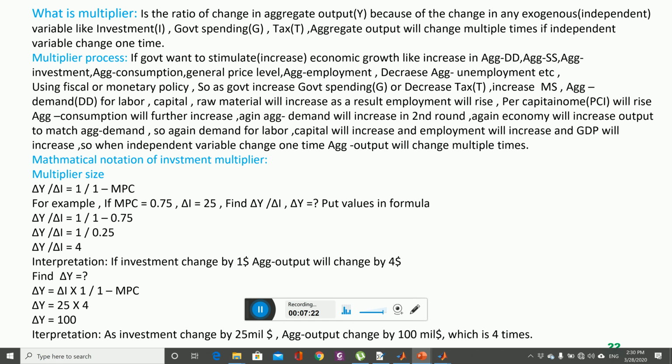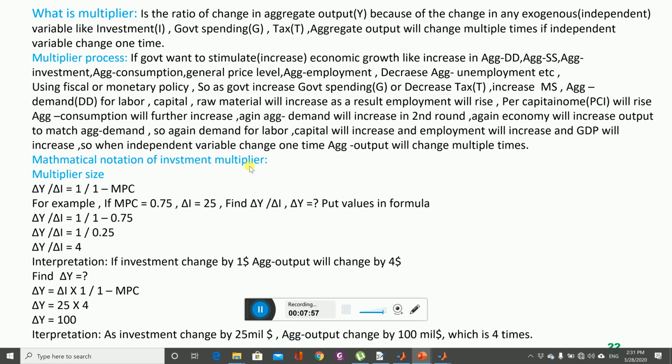When earning increases, consumption will increase. When consumption increases, in the second round aggregate demand will increase again. Again the economy will try to produce more. Further employment, jobs will increase. Further income increases, further demand increases. This process will continue and output will change multiple times because of a one time change in government spending, taxes, or investment. This theoretical process I am showing mathematically. That is why I write the mathematical notation of the investment multiplier.